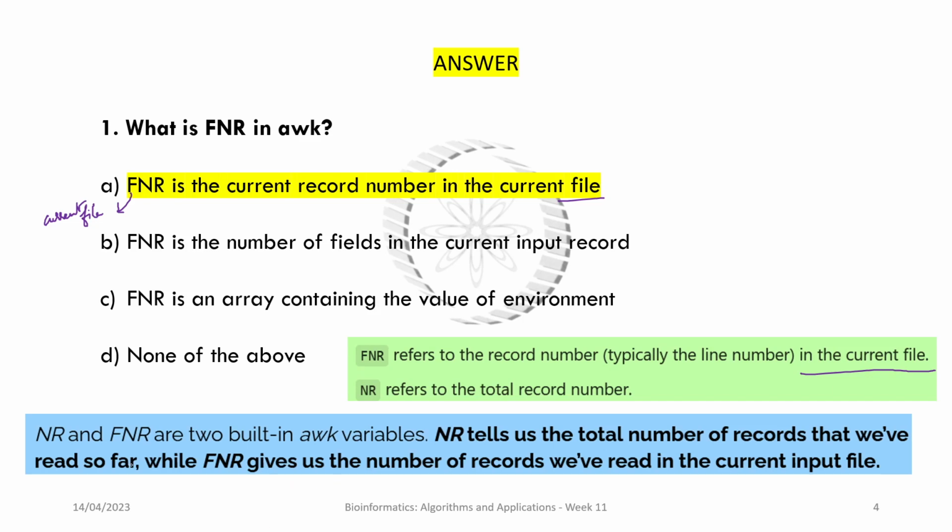So there's another explanation here. NR and FNR are two inbuilt awk variables where NR tells us the total number of records that we have read so far, while FNR gives us the number of records we have read in the current input file. So option A is right. FNR is the number of fields in a current input record is wrong, and it is an array containing the value of environment is wrong, and none of the above is also wrong.